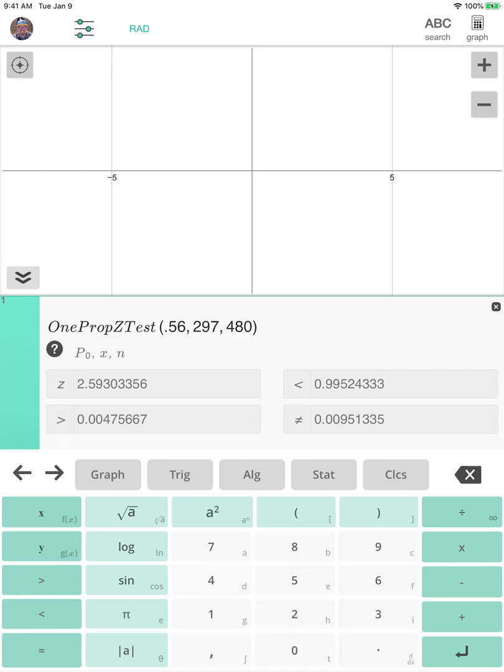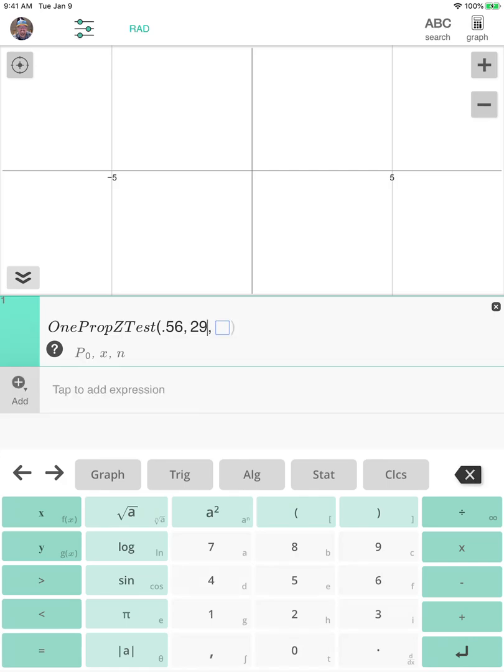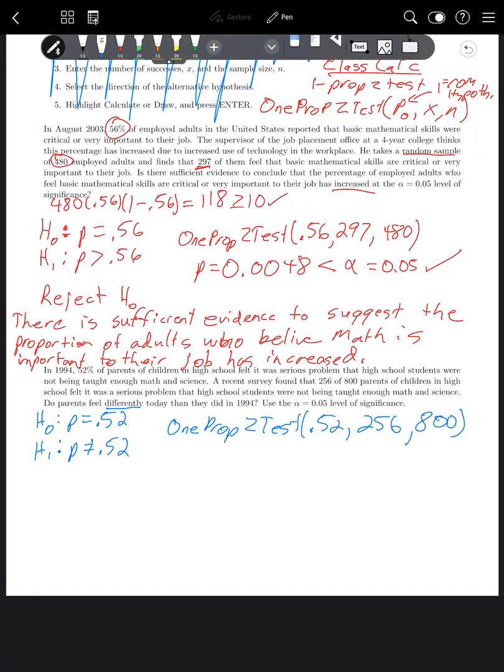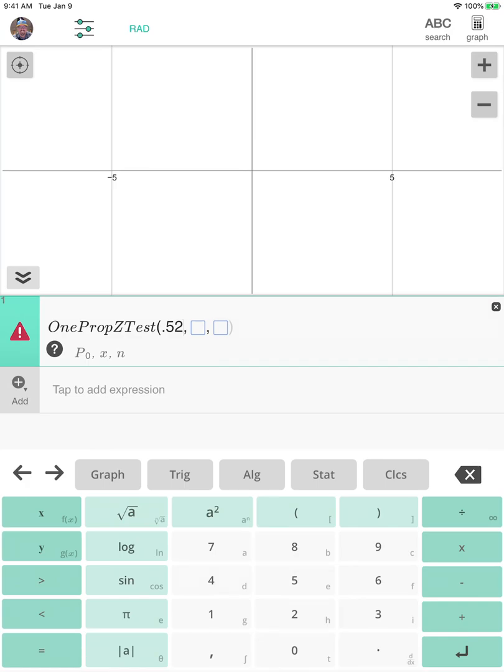Okay, so I can even use the same one here if I want. Just delete what we had in there. So 0.52, x is 256, and then n is 800.